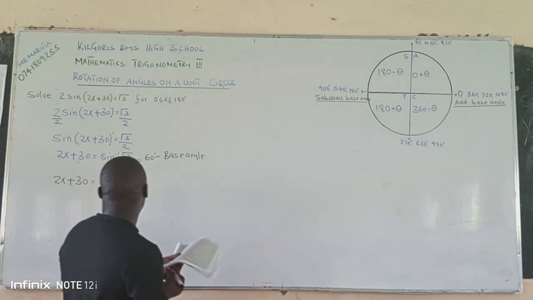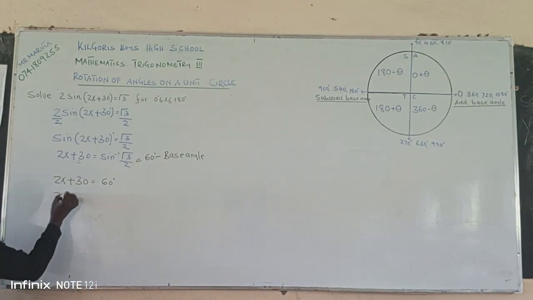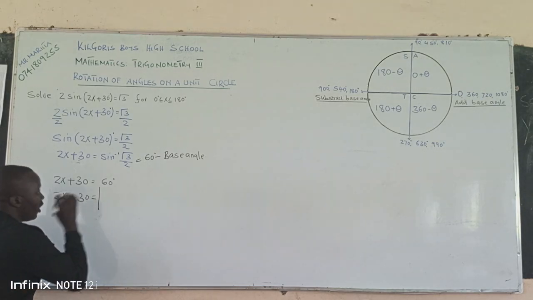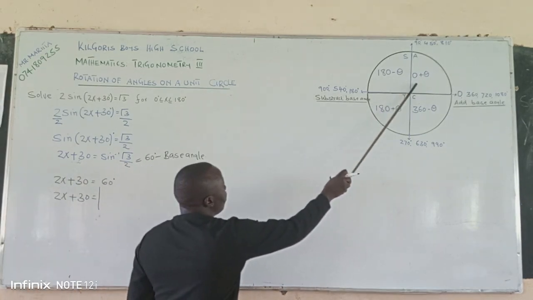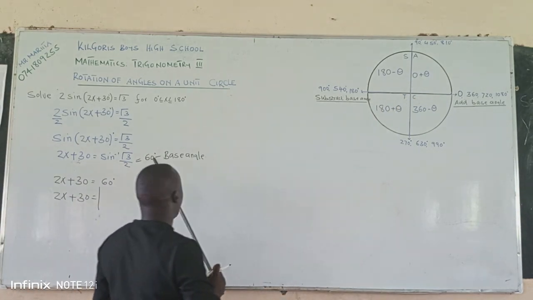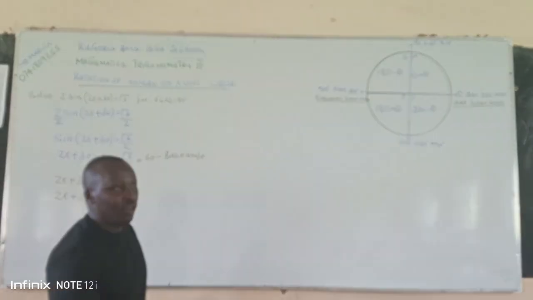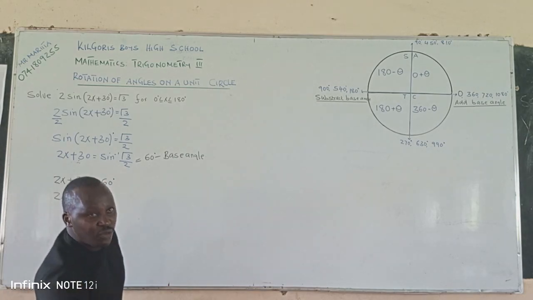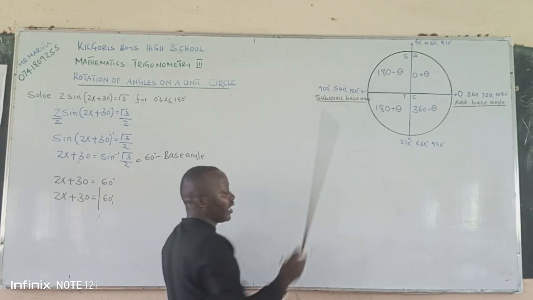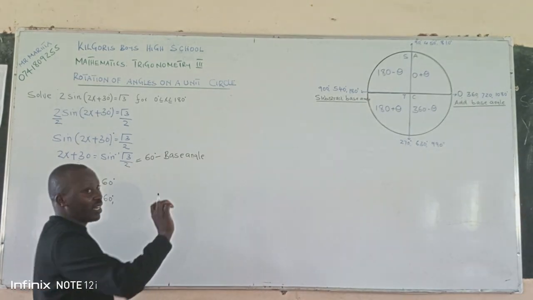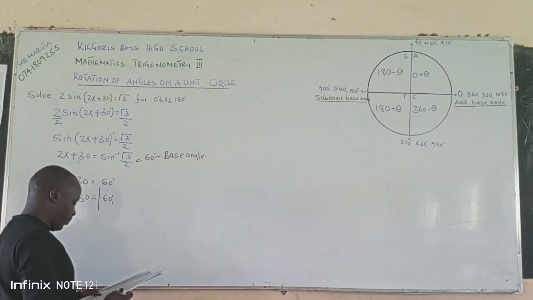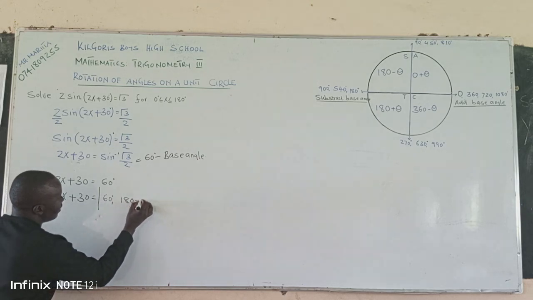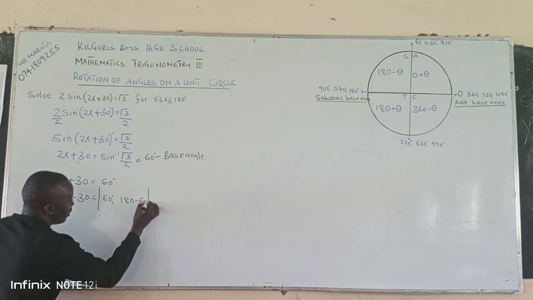So we can proceed that 2x plus 30 is equivalent to the sine of 60. From the first pair, we have the first quadrant, which is 0 degrees plus theta, and in this case our theta is 60. So 0 plus 60 gives us 60 degrees. Then from the second quadrant we have 180 minus 60, which gives us 120. So that is the first pair.